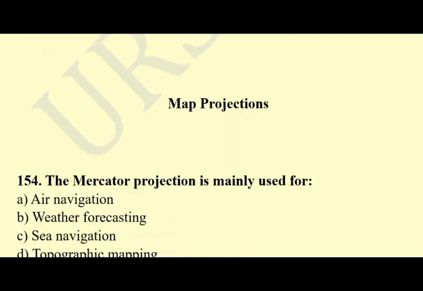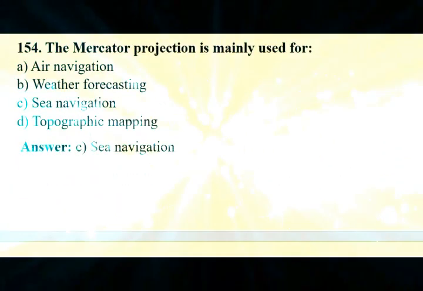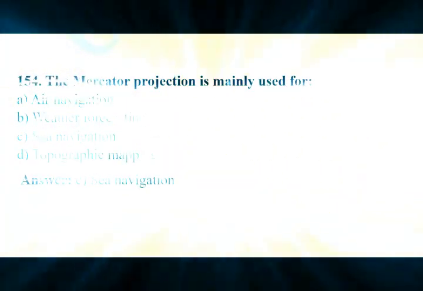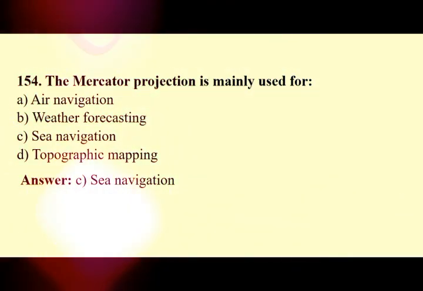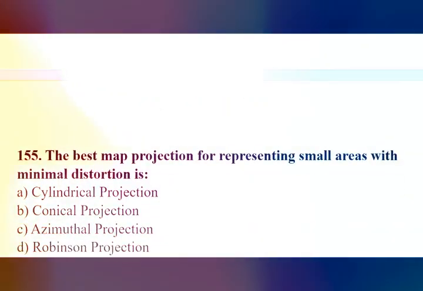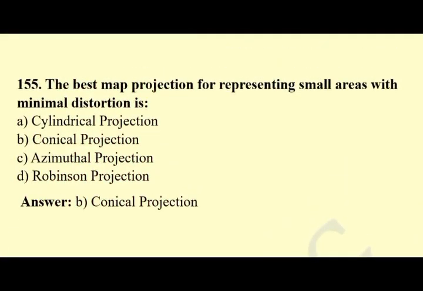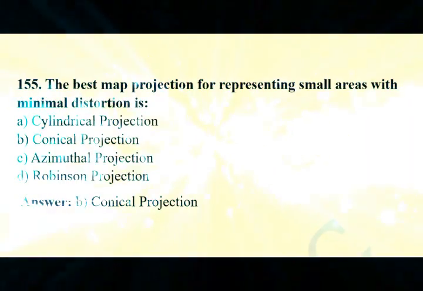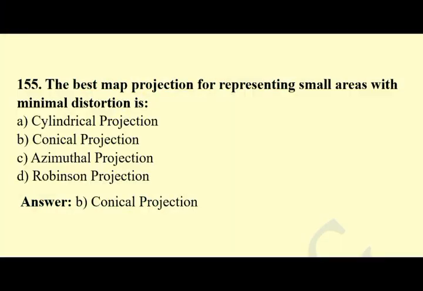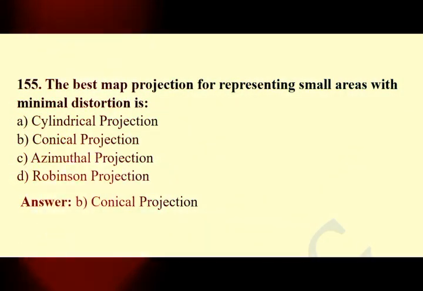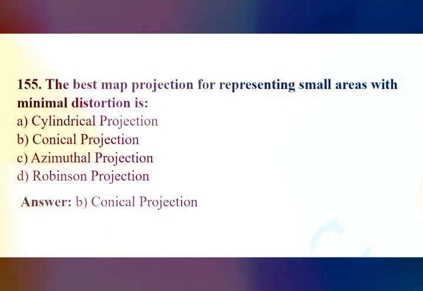Question 154 of category map projections. The Mercator projection is mainly used for: air navigation, weather forecasting, sea navigation, topographic mapping. Here the right answer will be sea navigation. Question 155. The best map projection for representing small areas with minimal distortion is: cylindrical projection, conical projection, azimuthal projection, Robinson projection. Here the right answer will be conical projection.